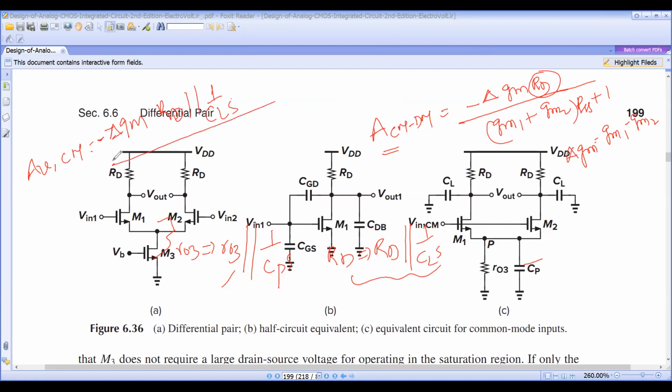by GM1 plus GM2, multiplied with this RSS, which means this R03. So R03 is parallel with 1 by CPS plus 1.